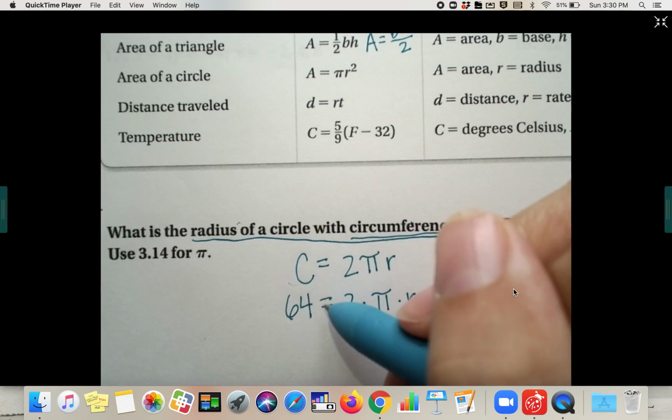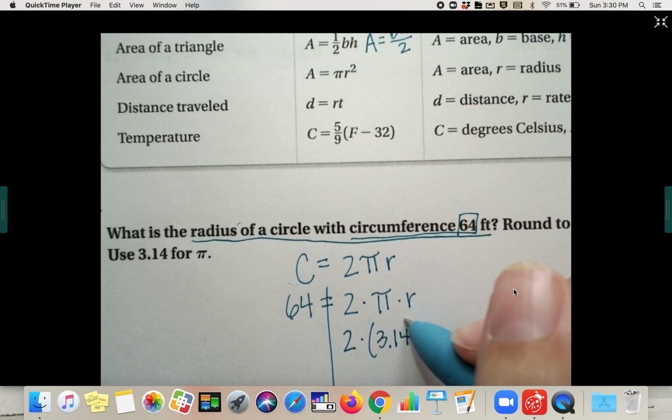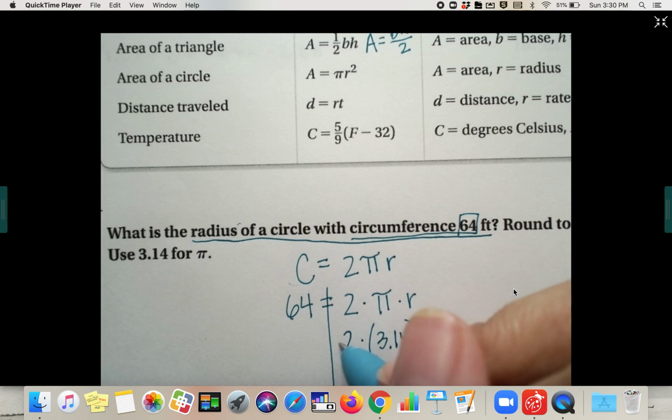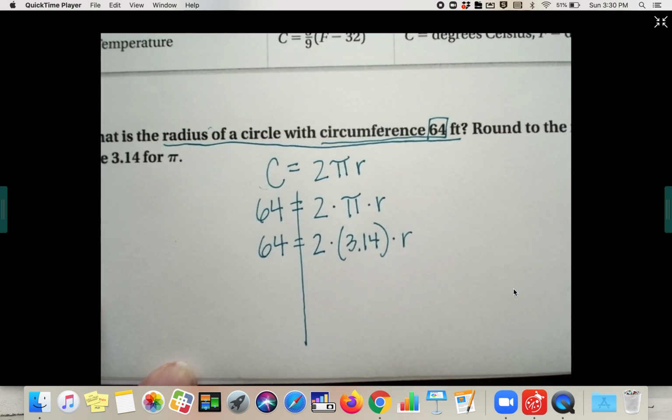Okay, so here's what we want to do. If we want to use 3.14 for pi, it's 2 times 3.14 times r, which we still don't know, equals 64. All right, let's start breaking it down and doing what we do know.